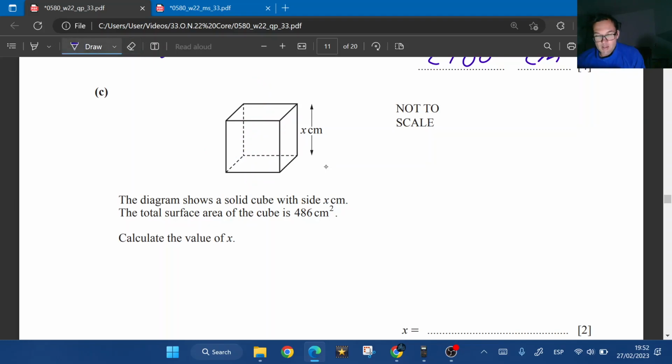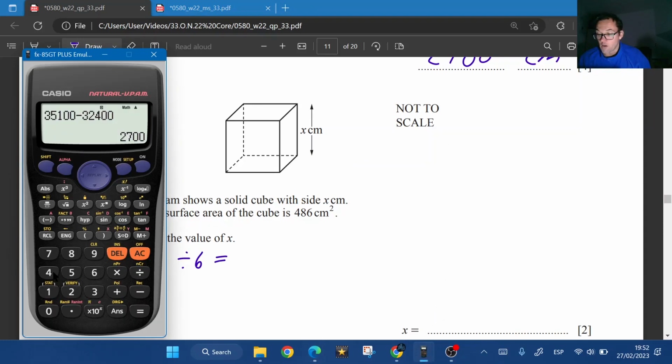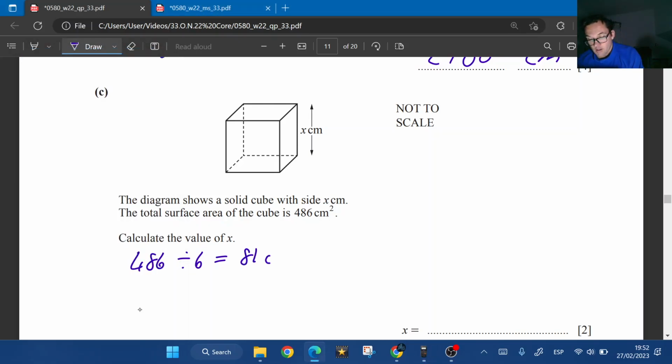So if we take the surface area 486 and we divide it by 6, we'll get the area of one of the faces. Now that would be 81 centimeters squared. So let's say that this is 81, that's 81, that's 81. That's 81 there in the front. So 81 is the area of the face.